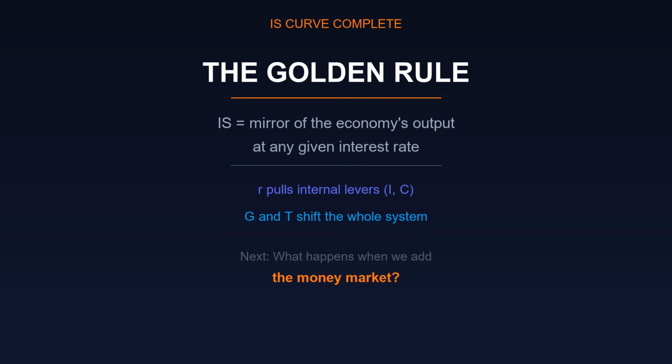But here's a thought to leave you with. If the IS curve perfectly maps out the goods market, what do you think happens when we introduce the messy, complex money market into this exact same space? That intersection is where the real economic magic happens, and it's absolutely what you'll want to explore next.